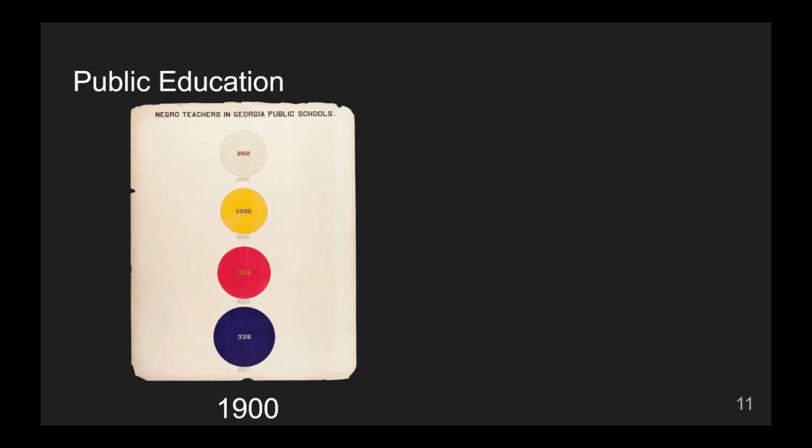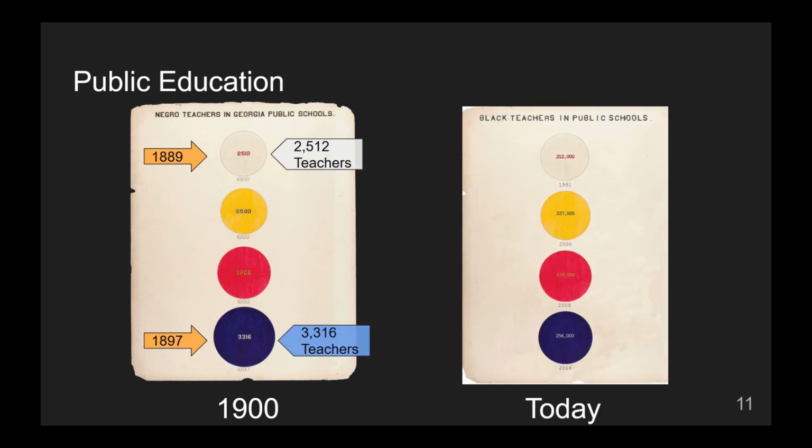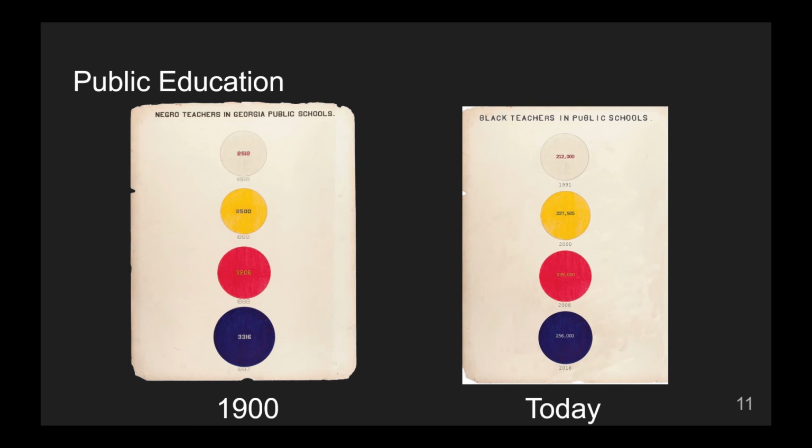Du Bois' original chart looks at the growth in the number of black educators between 1889 and 1897. We can see this consistent increase from 2,500 black educators to 3,300. And this bubbling up of black educators was really exciting to see. When we revisit this with our modern chart, we don't see quite as much of a bubbling up. From 1991 to 2016, we see our statistic go from 212,000 black educators to 256,000 black educators.